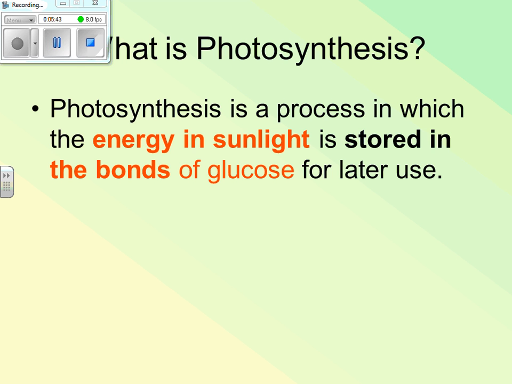So again, back to another way of describing photosynthesis. It's a process in which energy and sunlight is stored in the bonds of glucose for later use. It's a process. I might even underline or highlight that word. When organisms need energy, they take the glucose, that energy, and make ATP just so, again, we can break it apart.